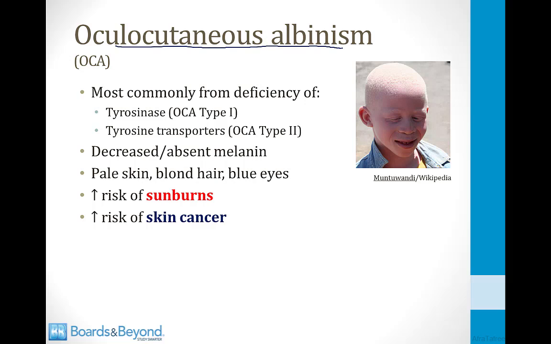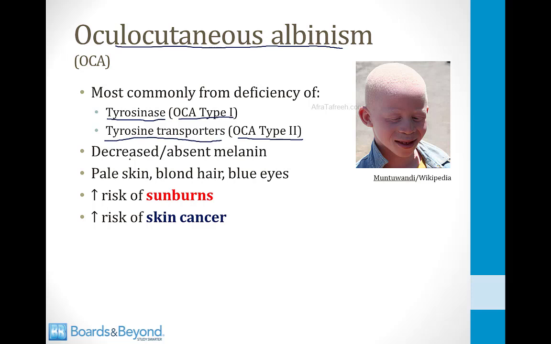This most commonly occurs when children are born deficient in the enzyme tyrosinase that I showed you on the last slide, which is used to synthesize dopaquinone, which then goes on to become melanin. This is called OCA type 1. There is another version of oculocutaneous albinism called OCA type 2, where children are deficient in tyrosine transporters.